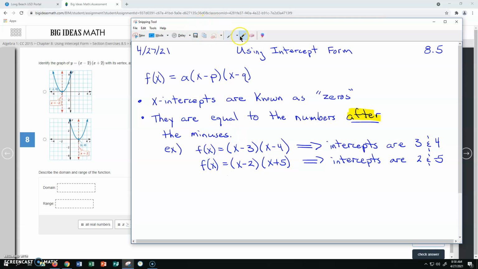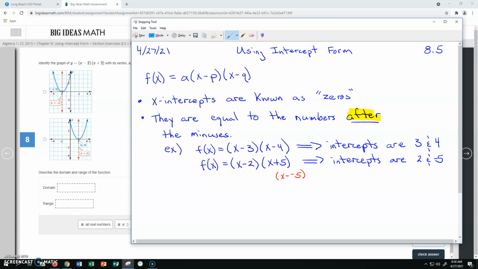So if you have a plus there, you might want to think of that as x minus the number. In this case, x minus negative 5. So the negative 5 is going to be your intercept, which is also known as the zero.